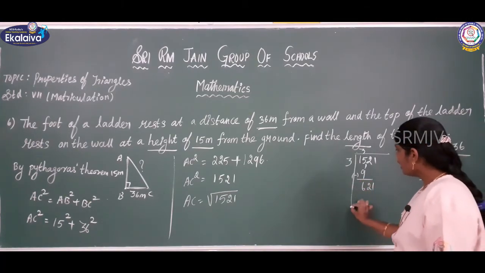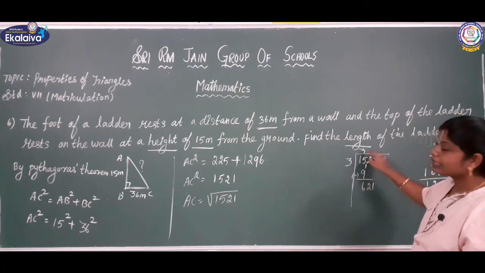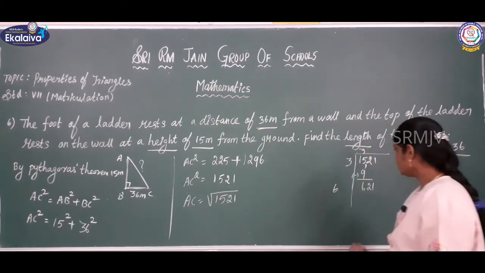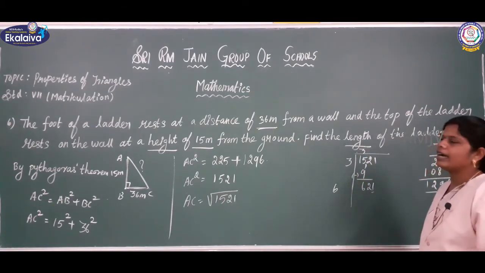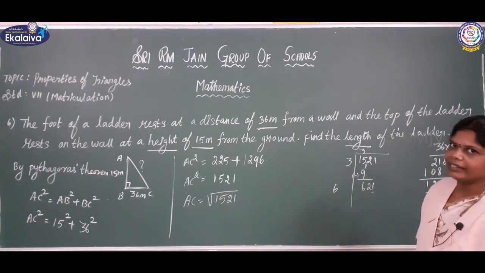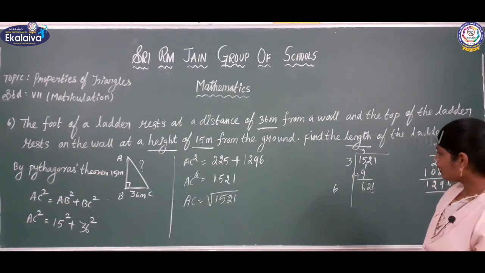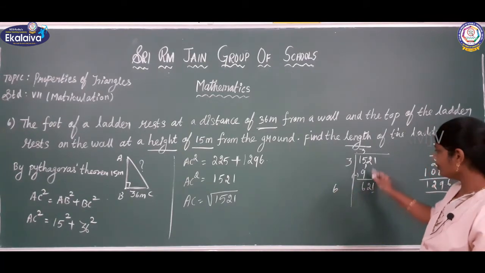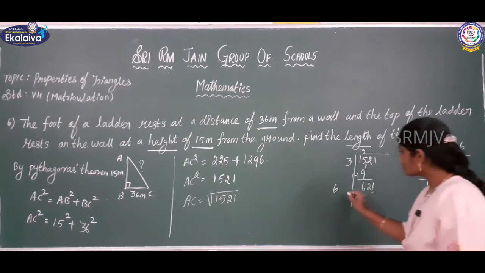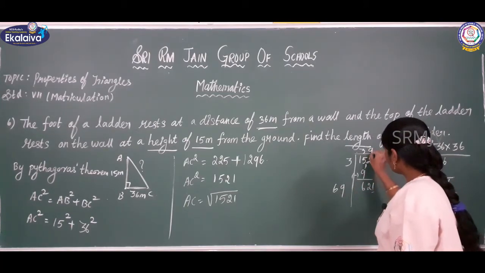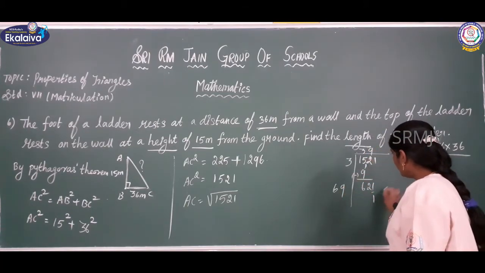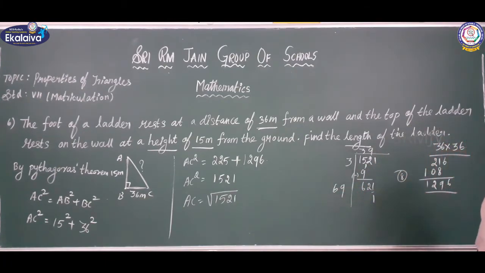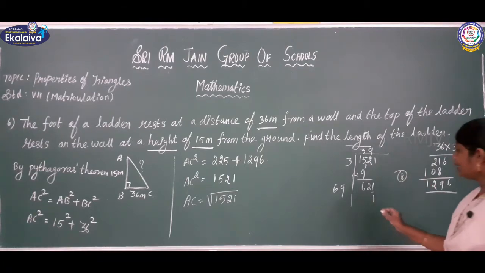After this, multiply the quotient with 2. So 3 2s are 6. Here the number ends with 1, so you can guess either 1 or 9. If you substitute 1 here, you will only get 61, so you will not get this value. So you substitute 9. 9 9s are 81, 1 remaining 8, 9 6s are 54, 54 plus 8 is 62.